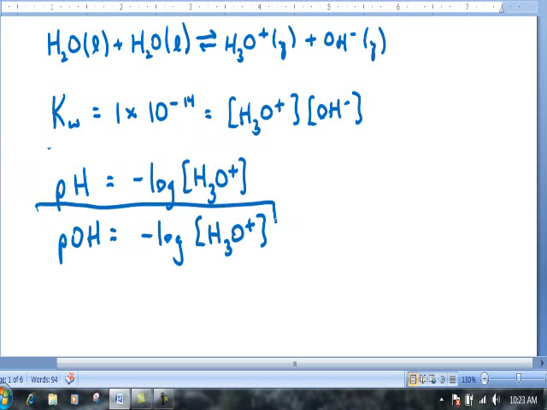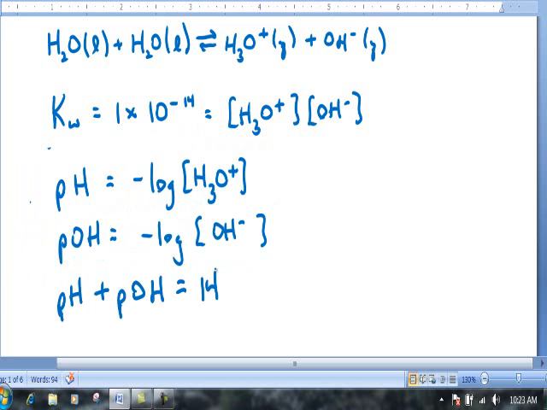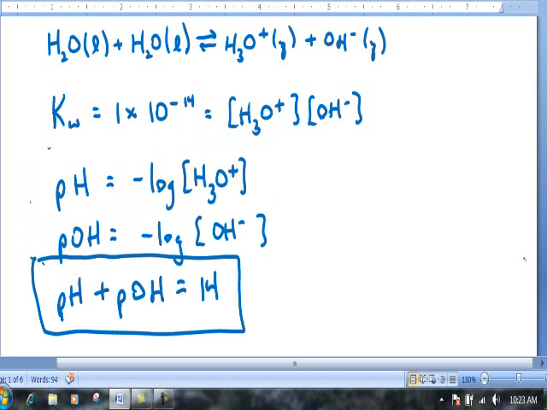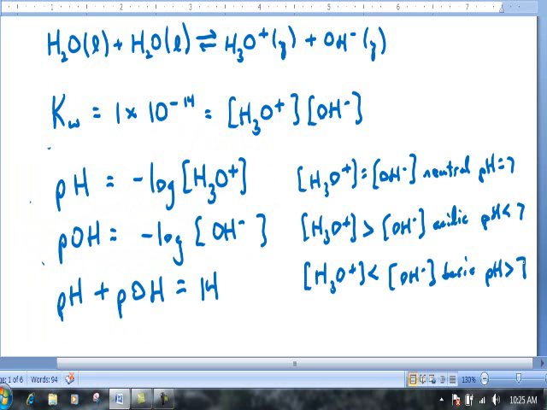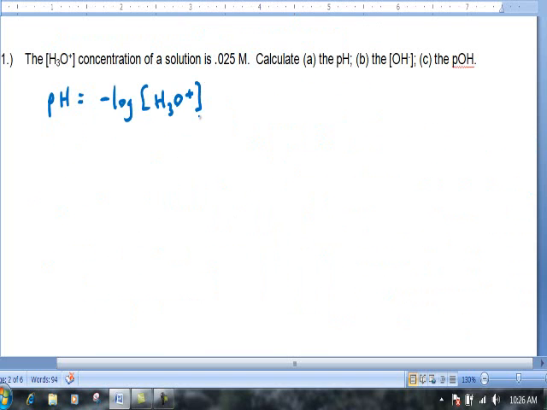Similarly, something known as the pOH is the negative log of the hydroxide concentration. Another key relationship is that pH plus pOH will always add up to equal 14. And then lastly, we have the three relationships with H3O+ and OH-. If H3O+ is equal to OH-, the solution is neutral. pH is 7. H3O+ greater than OH-, it's acidic. We have a pH less than 7. And if the H3O+ ends up less than the OH-, we have a solution that's basic, and our pH will be greater than 7.